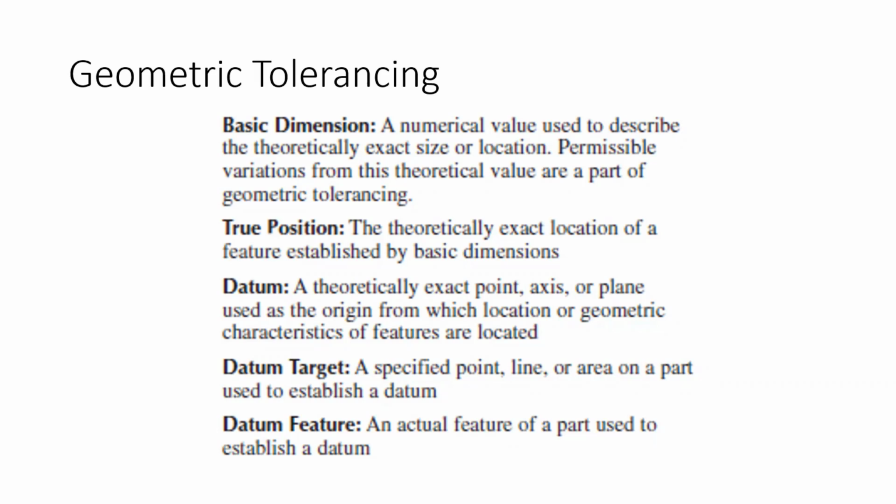So, we're talking about form. Or relation, we'll kind of get into that. But just some general terms that you might run into, you probably will see them on the exams and stuff for the chapters. A basic dimension is just that numerical value that we use to describe the theoretical exact size. In technical drawings, a basic dimension is actually, theoretically the exact size.